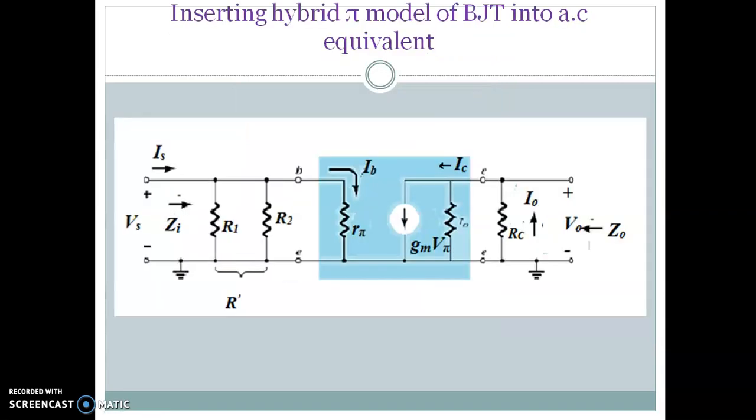And that is why we call this a bypassing capacitor. So next we replace the transistor with its hybrid pi model. This R1 parallel R2 is taken as your R dash. And including your early effect, we have inserted your hybrid pi model, and the value of your output impedance is taken as your R0, and this is your biasing resistor RC.